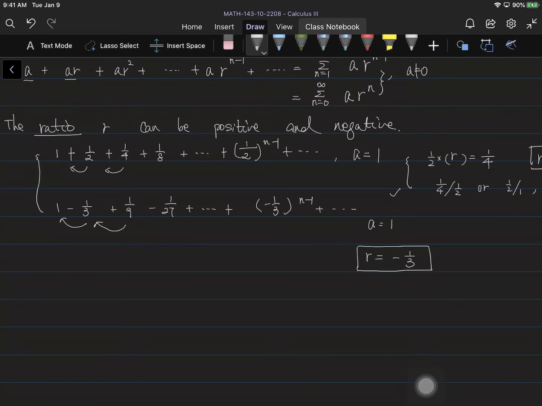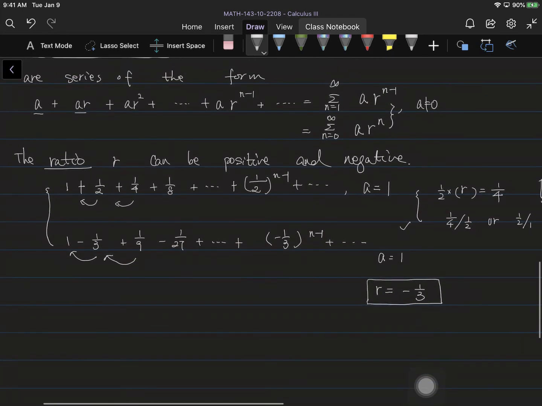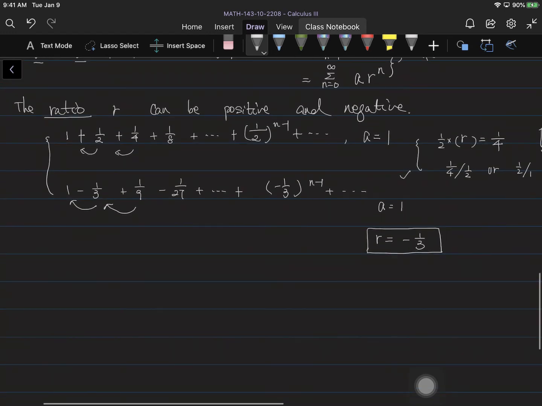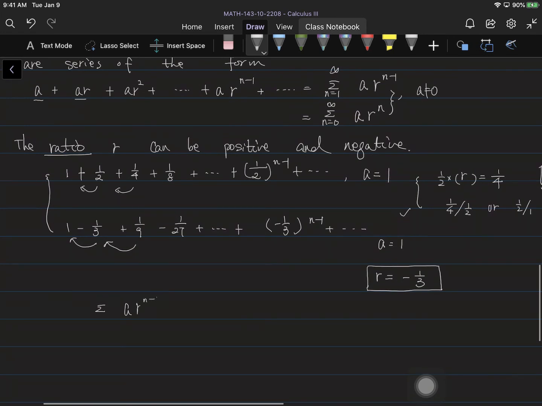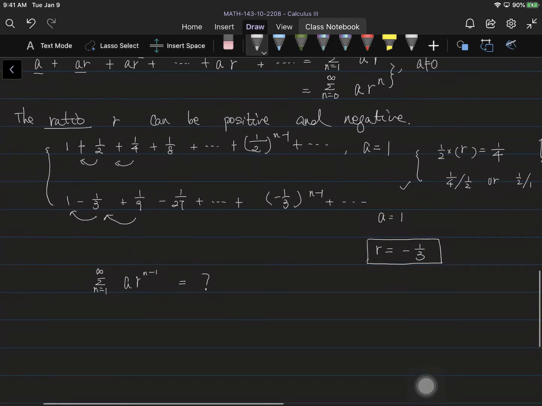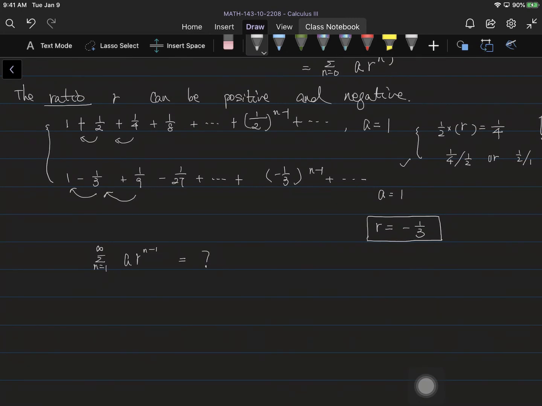Next, we are going to find the limit for the partial sum, or the sum for the series. We want to see what's the geometric series R to the n-1, n from 1 to infinity. What is the sum? Does this converge? If it converges, what is the sum? Now let's take a look at this.